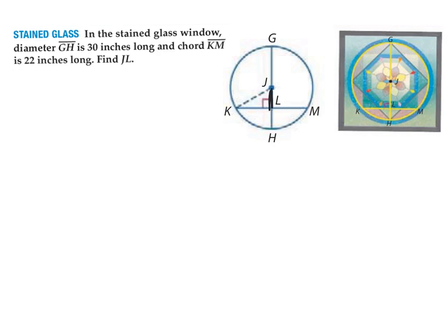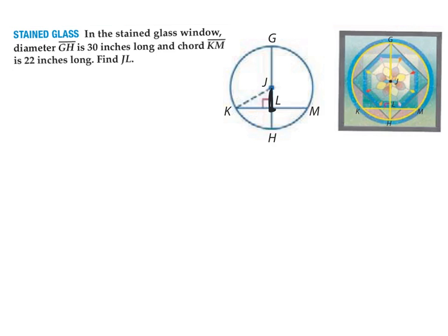In this right triangle, if I knew the length of KJ and the length of K to this point right here, if I knew those other 2 sides, then I could use the Pythagorean theorem to find the last side, JL. Do I know what those other 2 sides are? KJ. Do we know the length of KJ?